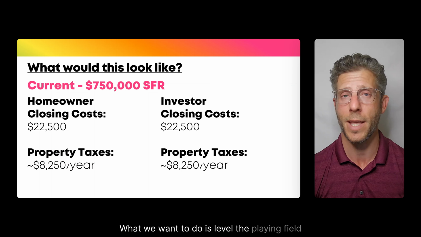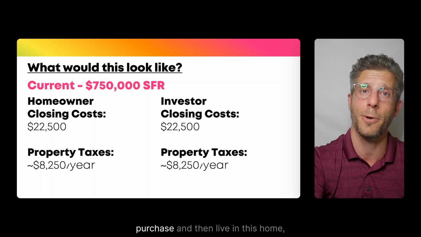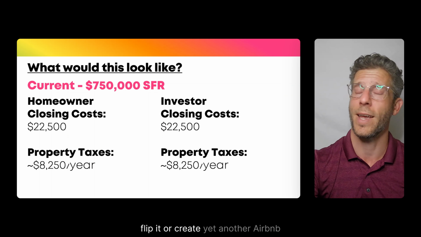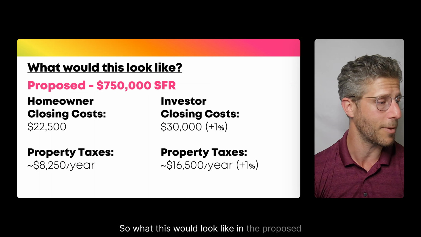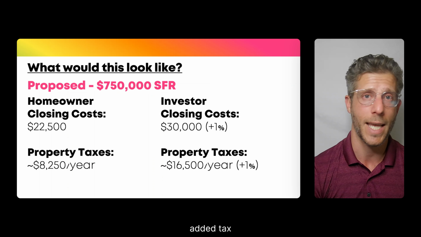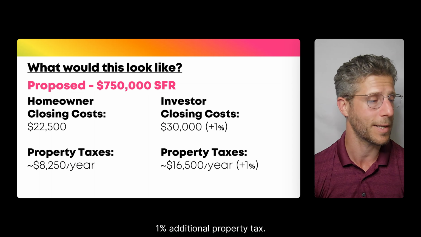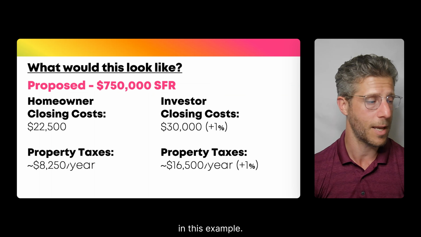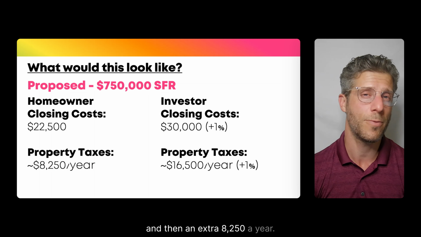What we want to do is level the playing field in favor of homeowners who are actually looking to purchase and then live in this home, rather than an investor that's either going to flip it or create yet another Airbnb or a long-term rental. So what this would look like in the proposal is, let's say we start off with a 1% added tax at closing and then a 1% additional property tax. So the closing costs, an investor now has to come up with 30 grand out of pocket in this example. So it's an extra $7,500 that goes to the government, and then an extra $8,250 a year.